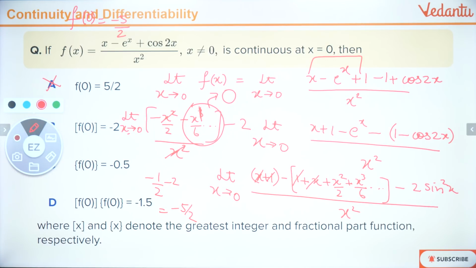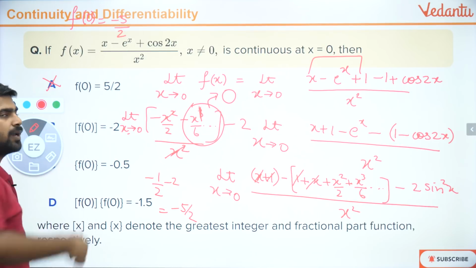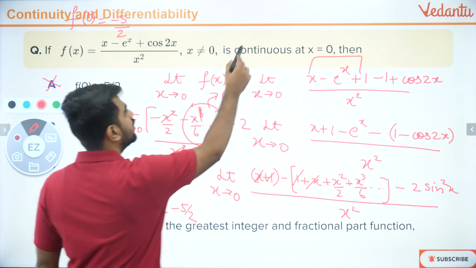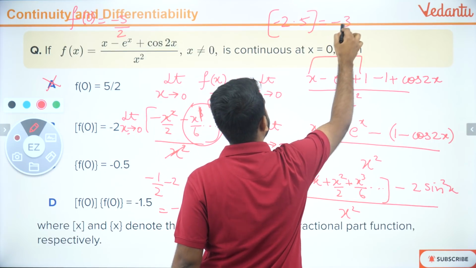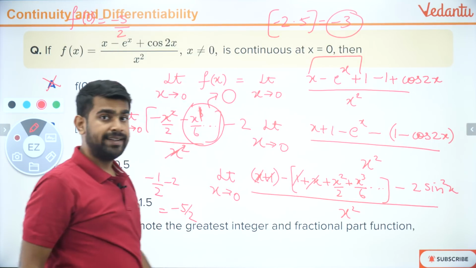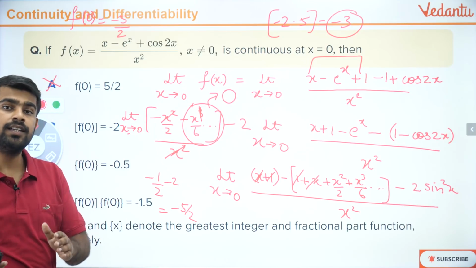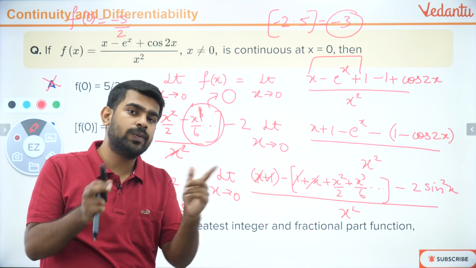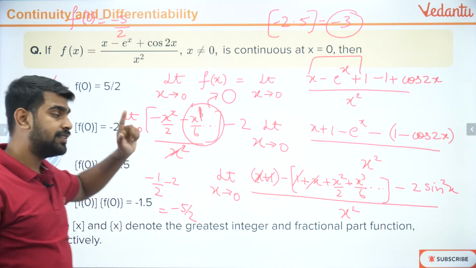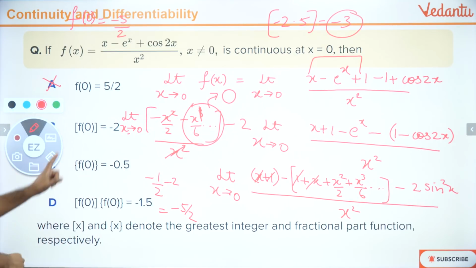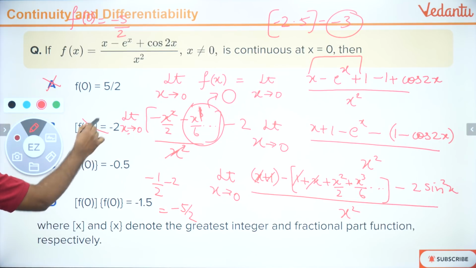GIF of f of 0. What is the greatest integer function of minus 5 by 2? It is nothing but greatest integer function of minus 2.5, which will be minus 3, guys. Okay, it is not minus 2, it is minus 3, because it is the greatest integer less than or equal to. So it should be less than minus 2.5. Less than minus 2.5 is minus 3, not minus 2. So the second is also wrong.